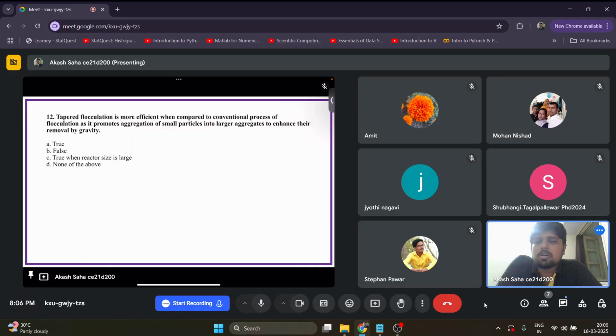Tapered flocculation is more efficient when compared to the conventional process of flocculation, as it improves aggregation of smaller particles into larger aggregates to enhance their removal by gravity. Is it true or false? True. It is definitely true because we have seen in the first problem how G and T govern the size. Tapered means slowly going from increasing to decreasing. So from smaller particles slowly we move into larger size particles to enhance the removal by gravity. That is true, and the reactor size doesn't matter. In any size we can do it.